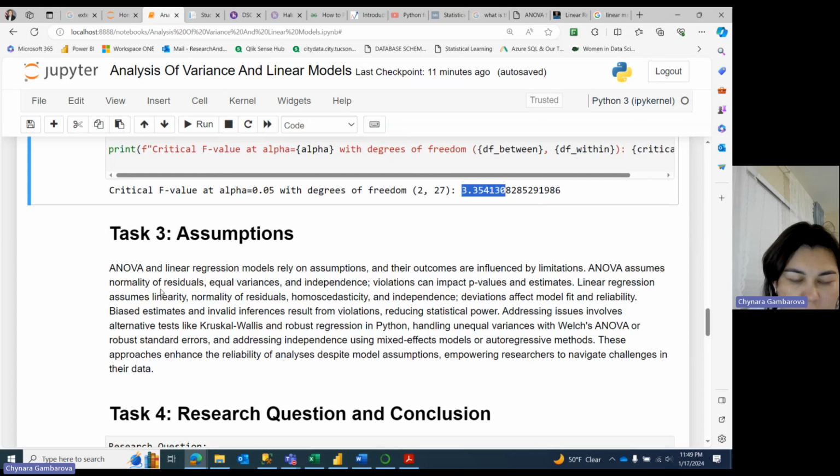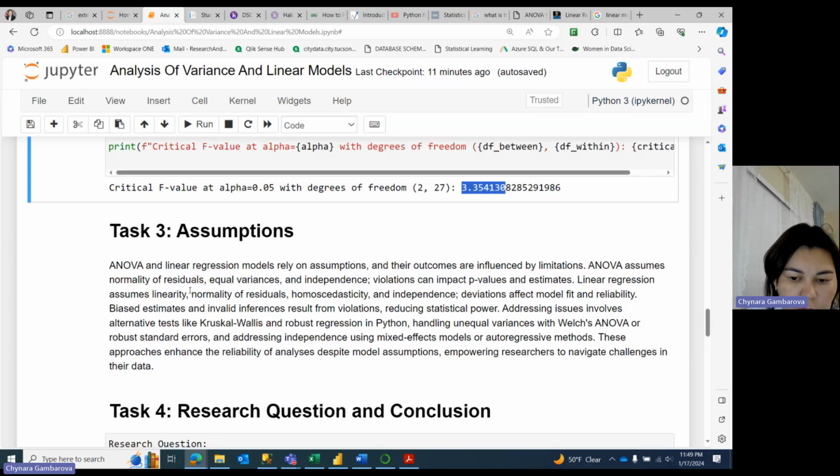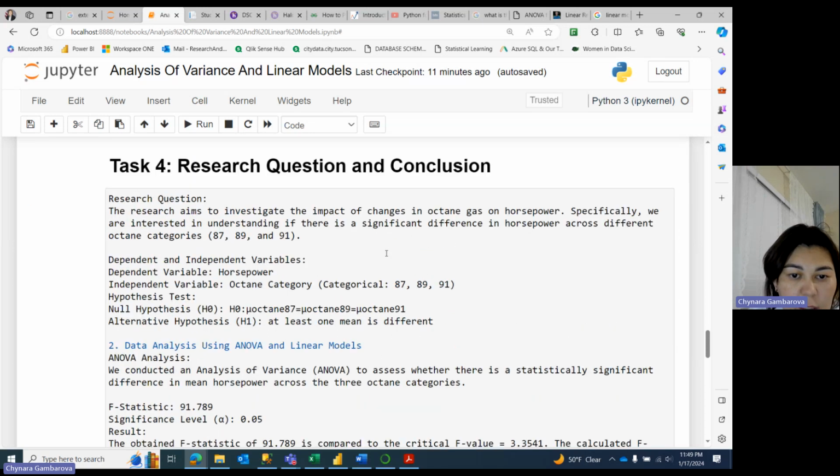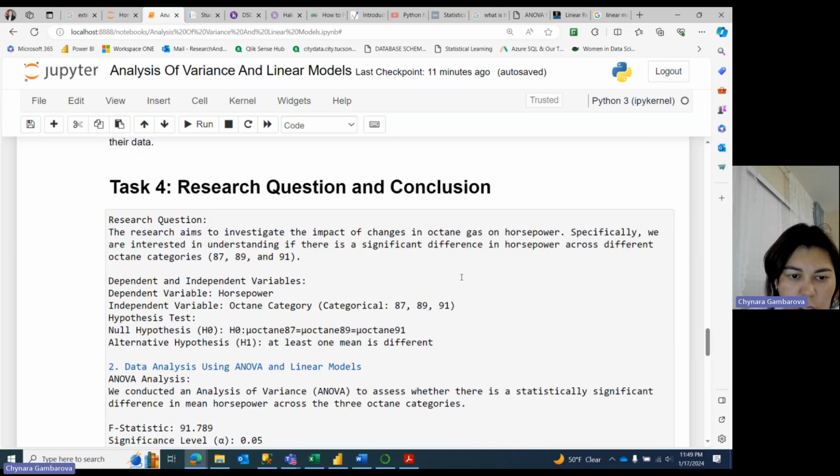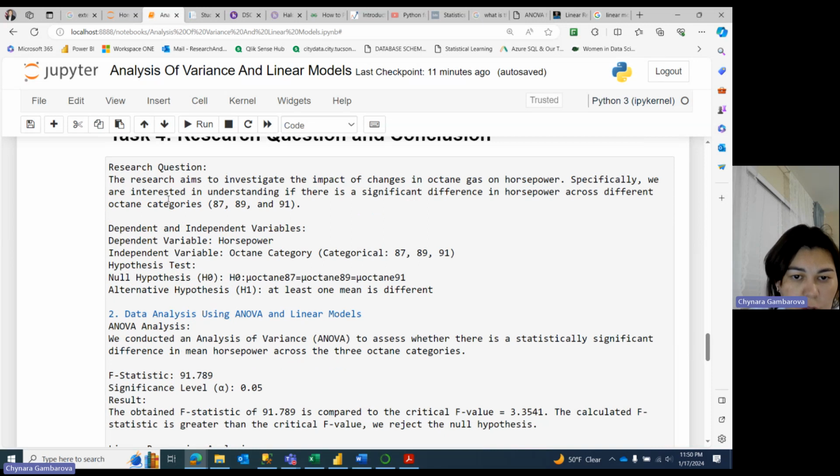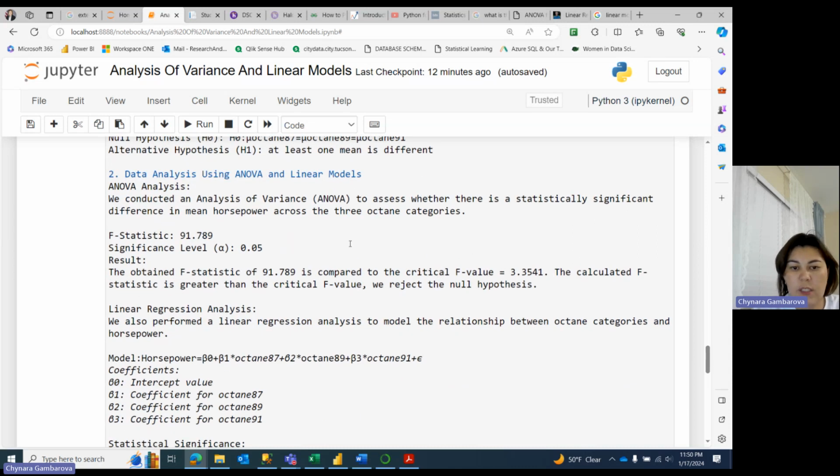So here we have assumptions for ANOVA and linear regression. And the last part is the research question and conclusion. So the research question was to investigate the impact of changes in octane gas on horsepower. Does it have an impact? And specifically, we are interested in understanding, is there a significant difference in horsepower across different octane categories? According to our results, we have a really high F value. And as we saw, it is higher than the F critical value.